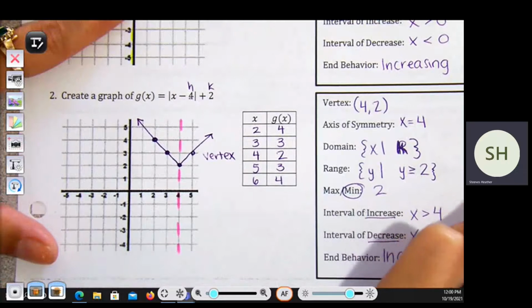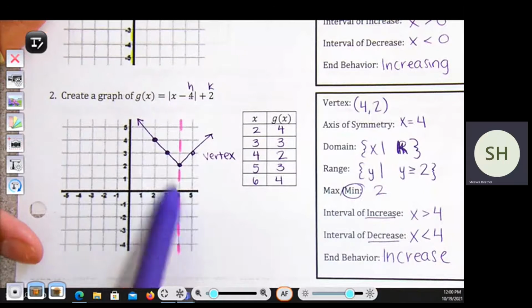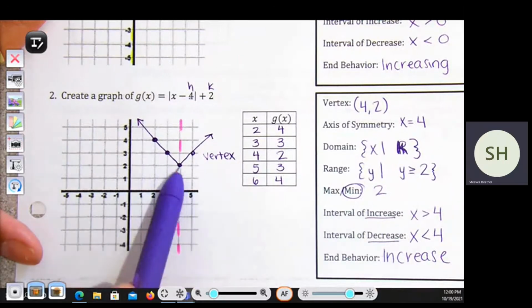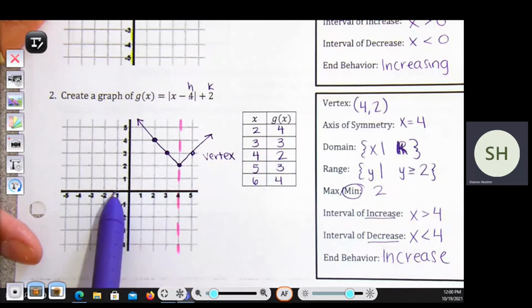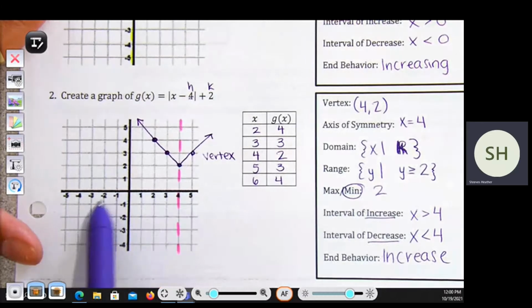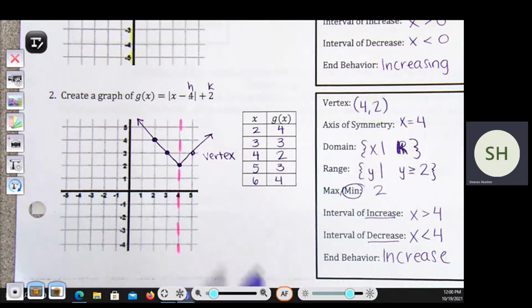For the interval of increase, you look at the x value of the vertex. If it's increasing after, it's x greater than 4. Since it's positive, this is the decreasing part, so x is less than 4 for decrease. If it was the opposite, which we're going to get into, then it would be x is less than 4 for increase, x is greater than 4 for decrease.